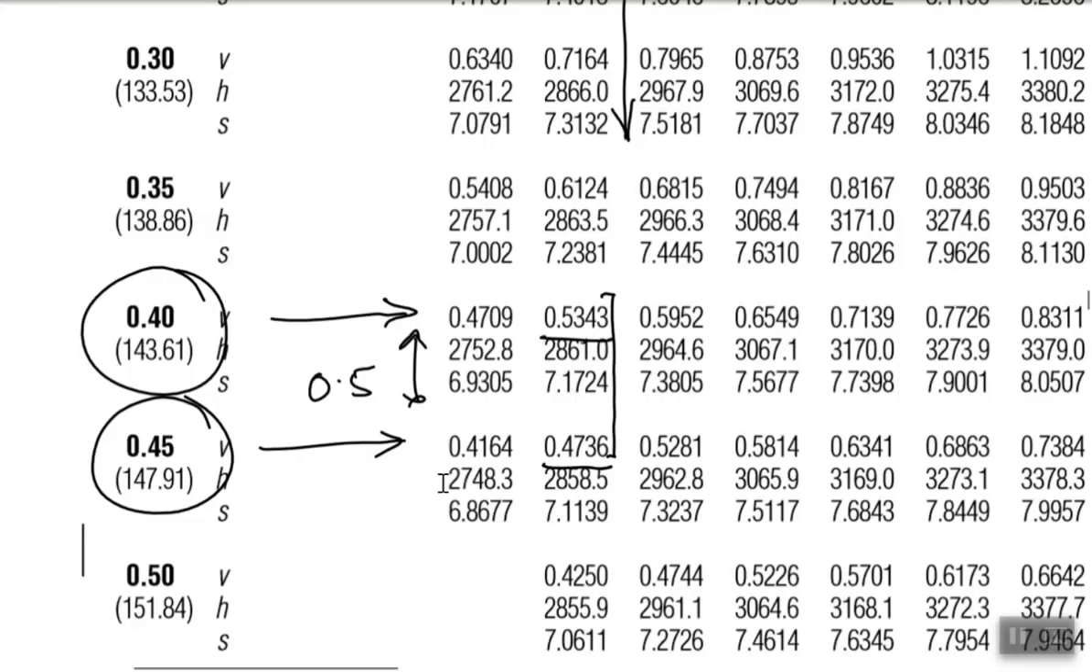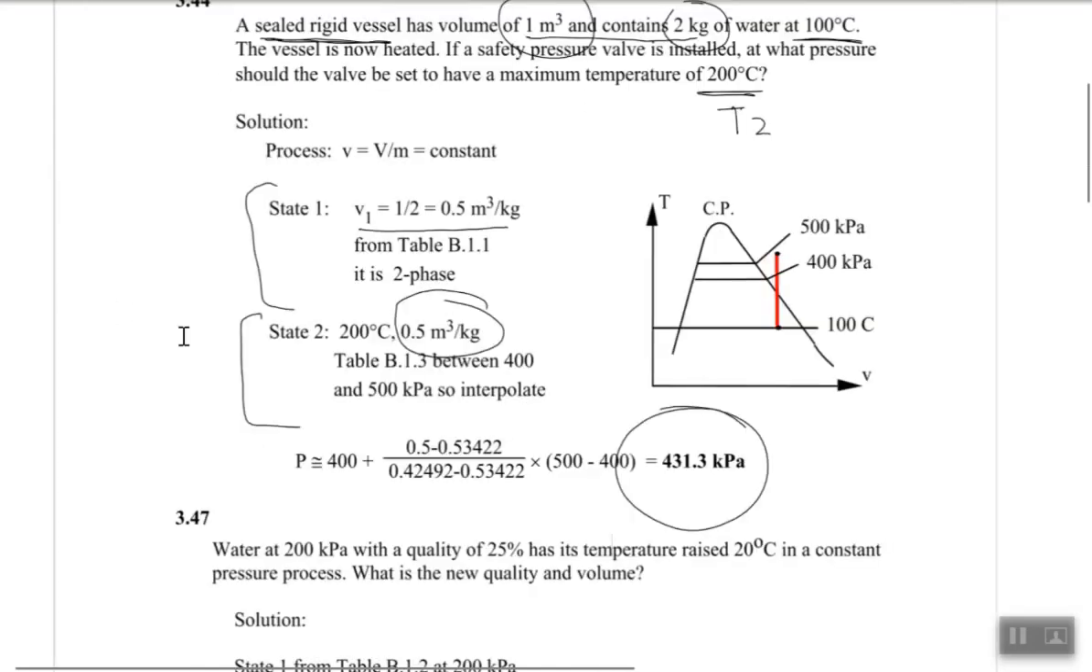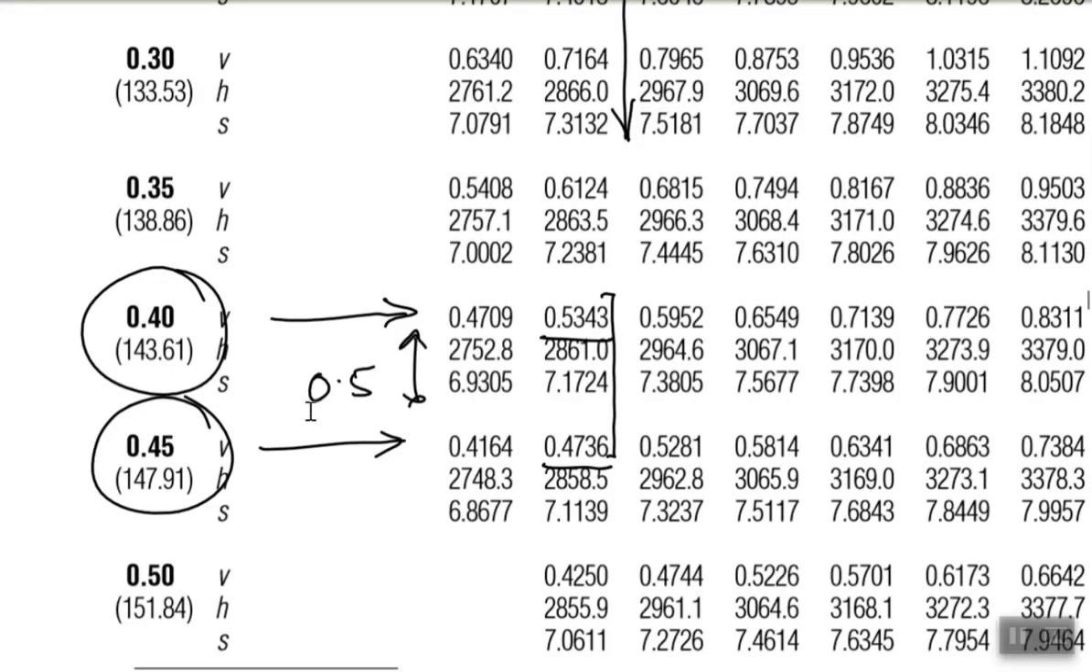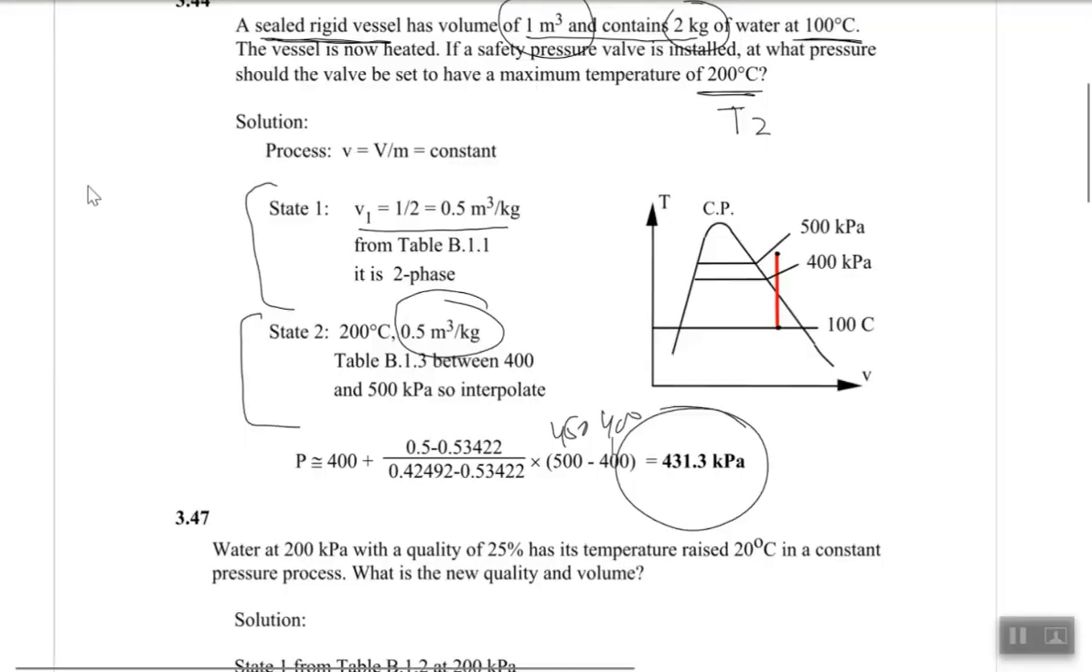What the book has done is interpolate between 400 and 500, while we have a steam table which is a little more detailed, so we have a value at 450 and 400 as well. So we are interpolating between 450 and 400 kilopascal. This was our first numerical, and we have got the pressure of 431 kilopascal.